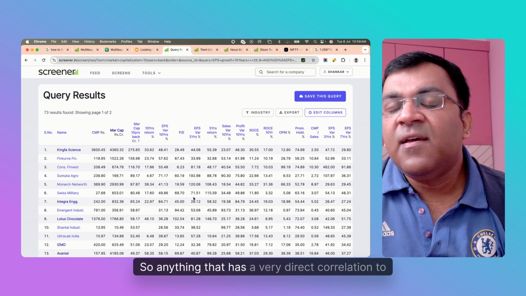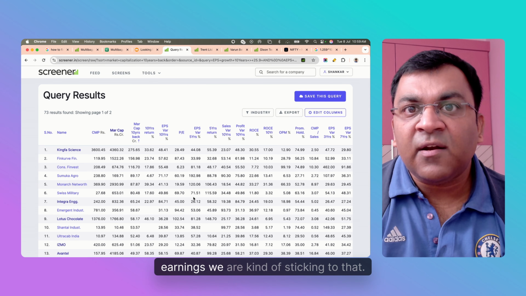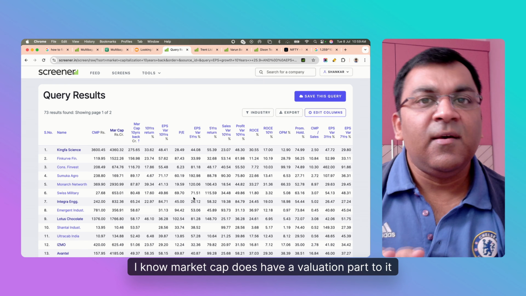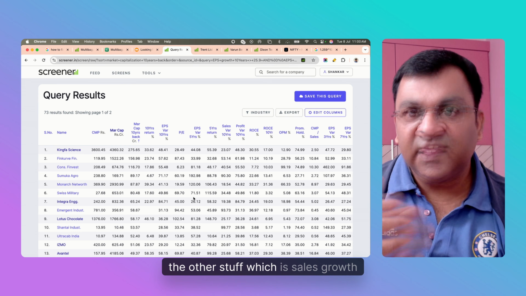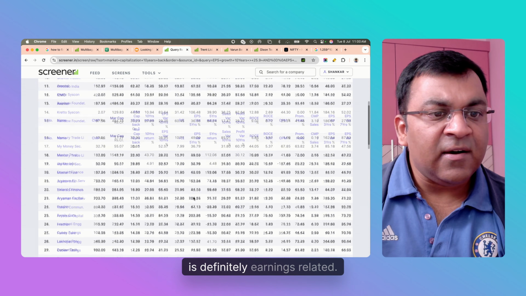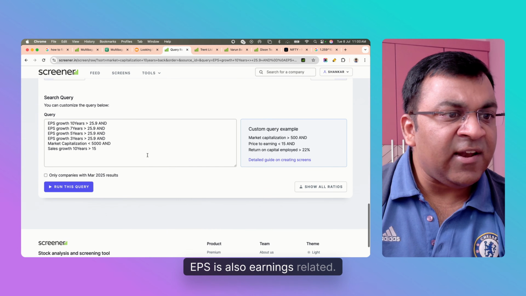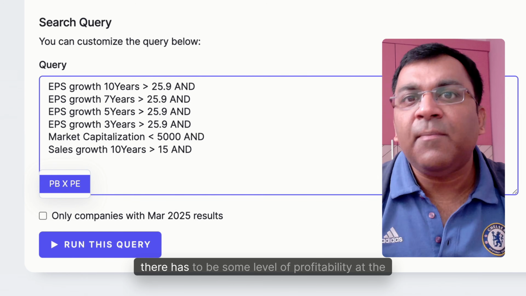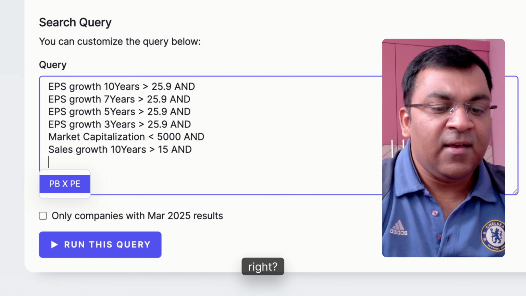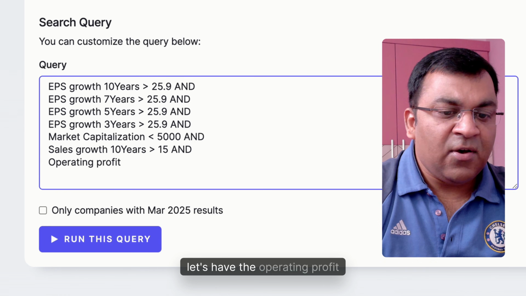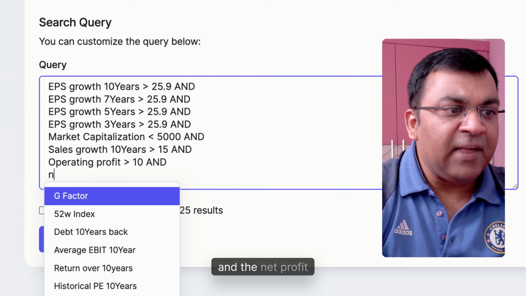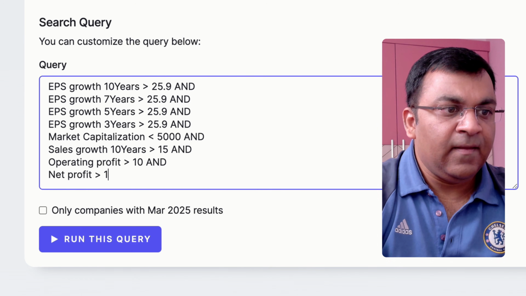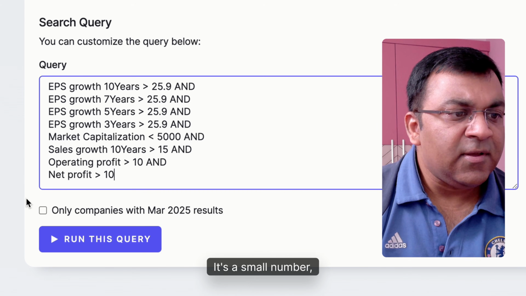Remember, we're trying to stick entirely to the earnings part of things. Anything that has a very direct correlation to earnings, we are sticking to that. I know market cap does have a valuation part to it, but the other stuff, which is sales growth, is definitely earnings related. EPS is also earnings related. A couple more things I want to add here: there has to be some level of profitability at the moment. So let's have the operating profit and the net profit at least 10 crores. It's a small number, 10 crores.